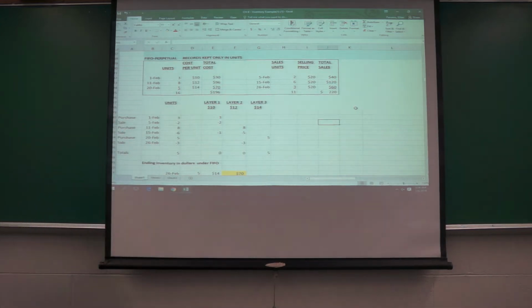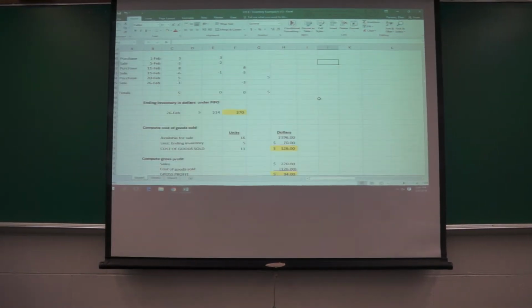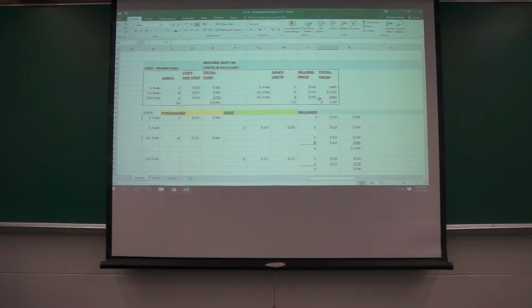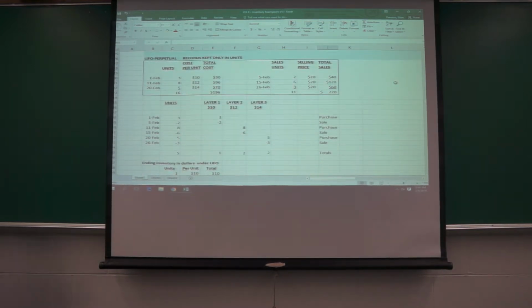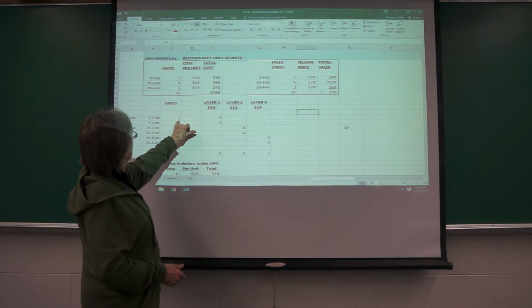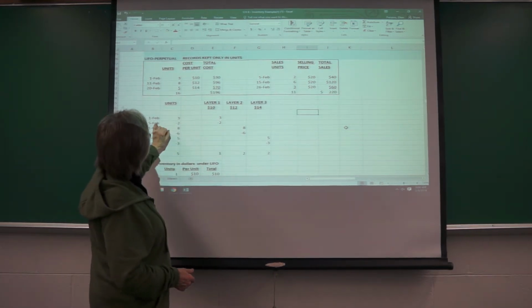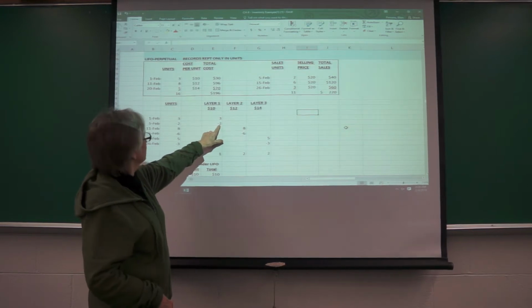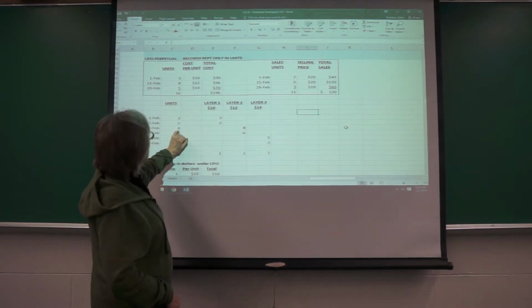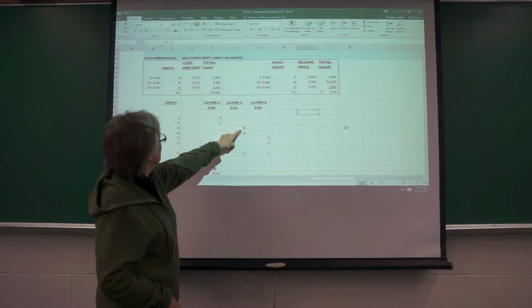Let's look at the layers under LIFO. A little bit different here. When we do the same thing with LIFO, purchases are a little more readable over here. So you get the same 3 units you bought here for layer 1, and the same sale of those 2 units, since those are the only 2 you have. We buy the 8 at 12, so we have our second layer.